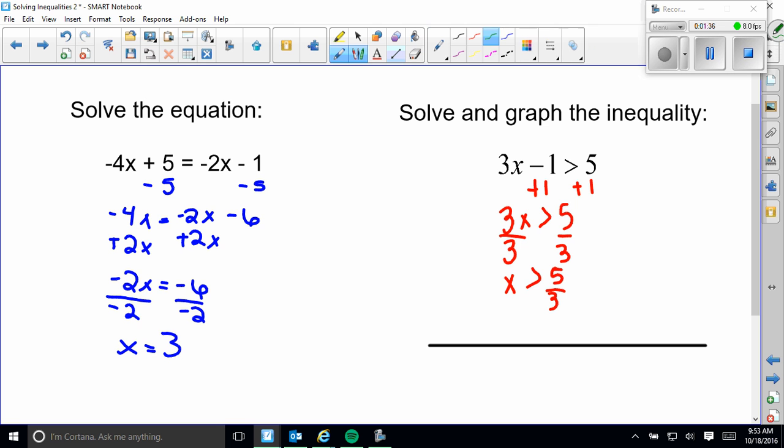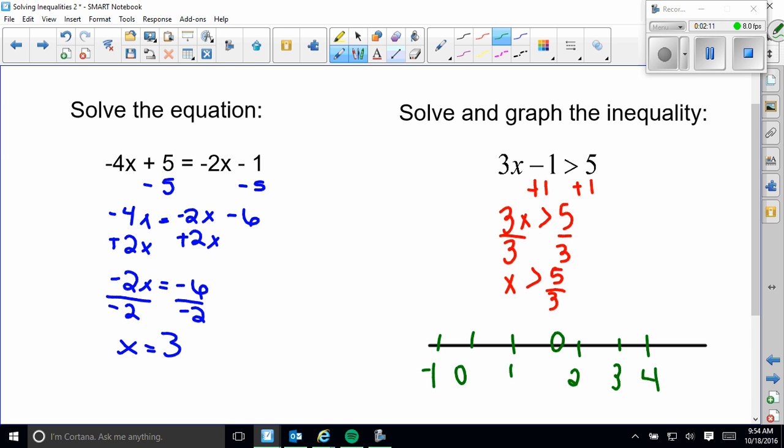Since it's not a perfect number, we know that 5/3 is between 1 and 2. So we're going to graph 1 and 2, and then we're going to graph some on both sides. And we know that 5/3 is pretty close to 2, so we're going to go ahead and graph it there. But since this inequality is not including 5/3, our circle is going to be open, and we're going to be discussing that in just a few minutes.